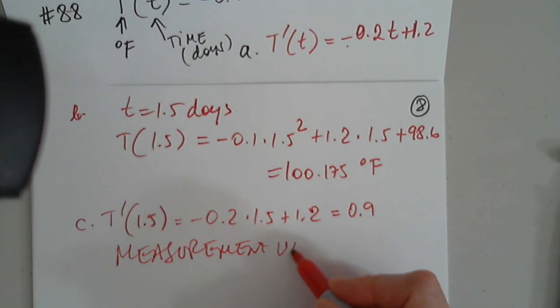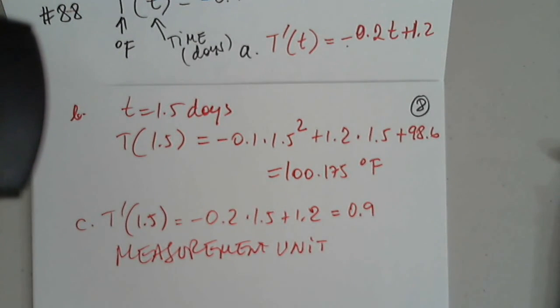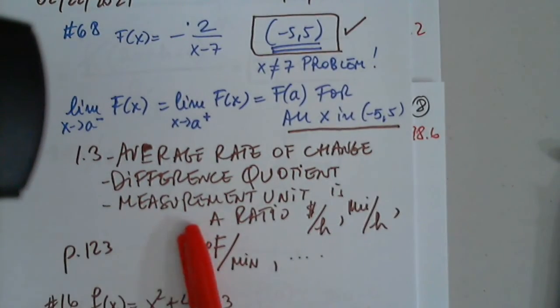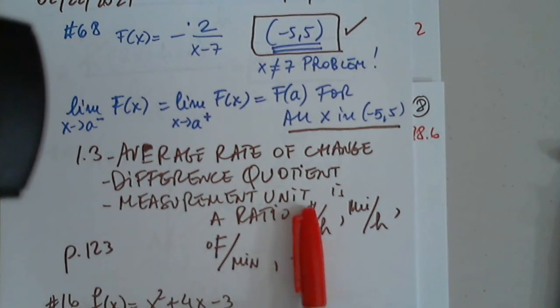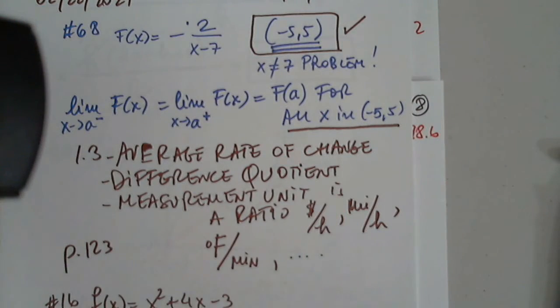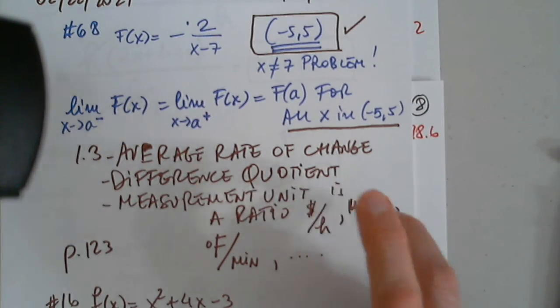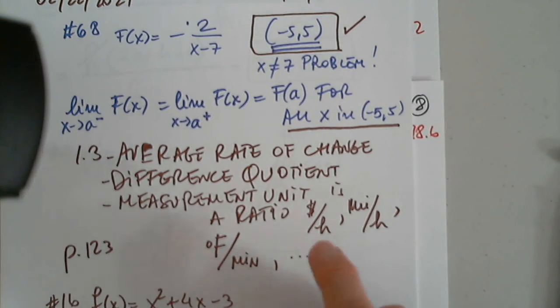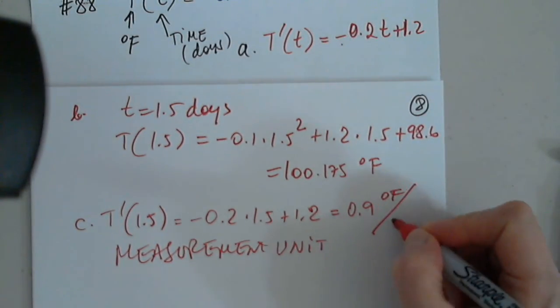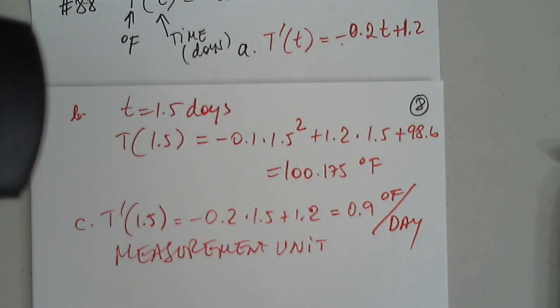Last time we talked about this. What is the measurement unit? Since I still have it in my recycle bin. The measurement unit for the difference quotient, for the rate of change, or for the derivative must be a ratio. Dollars per hour, miles per hour, degrees per minute, and so on. So, degrees per day? Exactly. Degrees Fahrenheit per day. Great job.